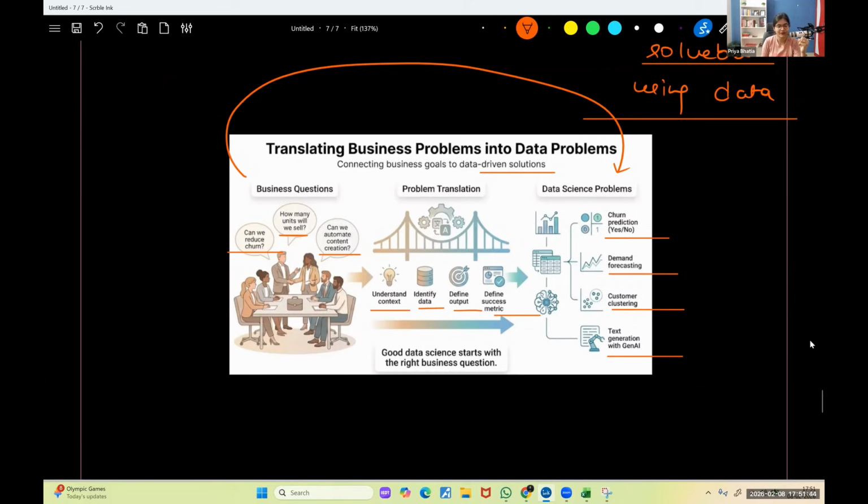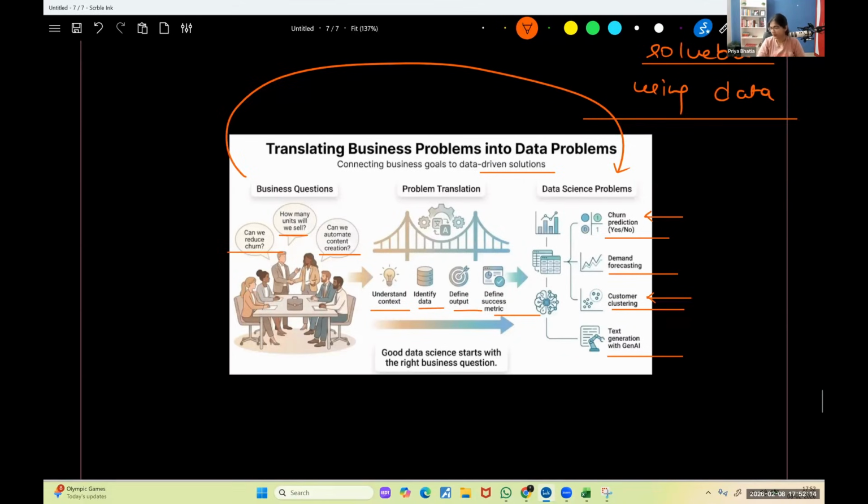How many units will we sell? Over here, maybe customer clustering will come into the picture. Can we reduce the churn? Maybe over here, churn prediction will come into the picture. I think I shared both of these examples with you in the starting of the discussion as well. So, based on a given problem statement, how can we convert that into a specific data problem? That's the art of people who want to work in this data science domain.